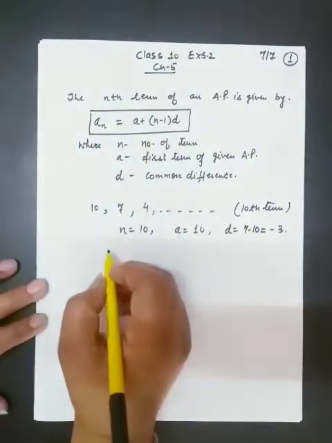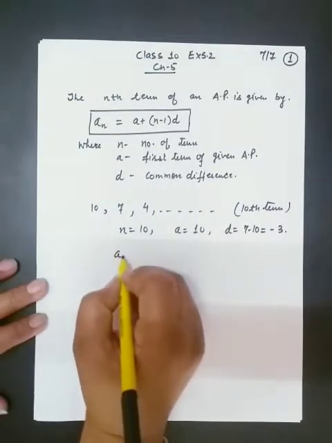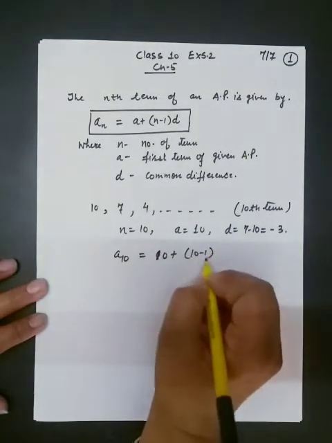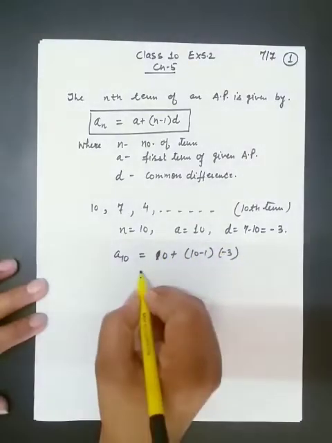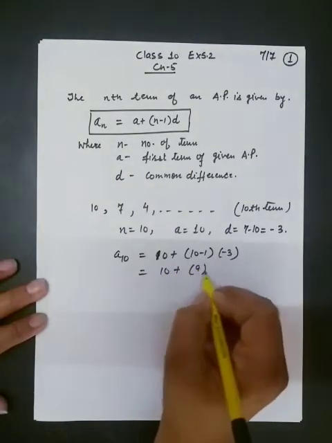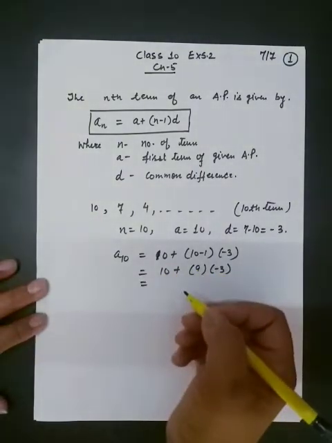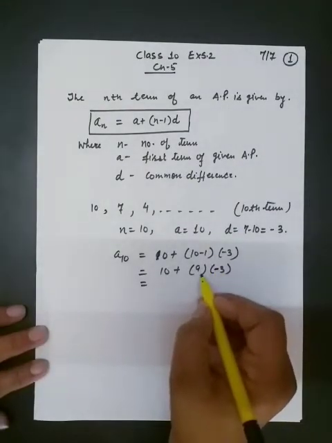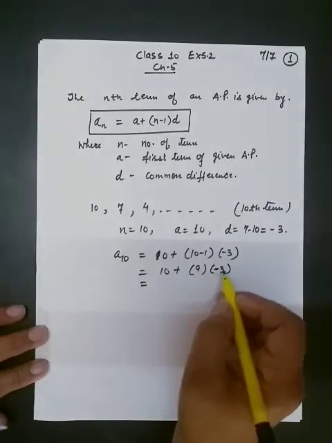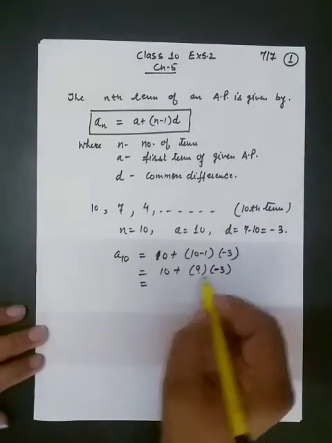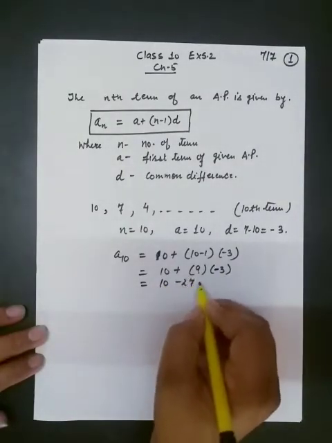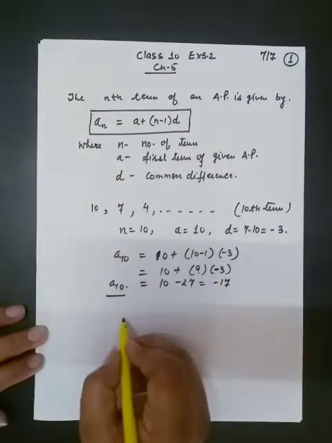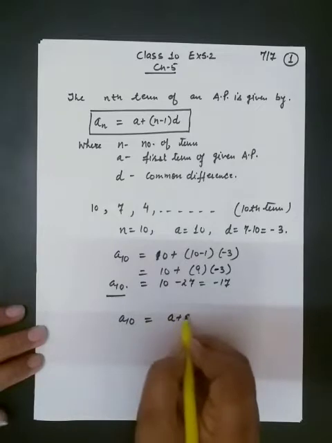So putting n is equal to 10, a10 will be a plus 10 minus 1 into d, and it will be 10 plus 9 into minus 3. Here you have to take care of signs, beta. This negative sign doesn't mean 9 minus 3. It means 9 is multiplied by minus 3. 10 minus 27 and it will be minus 17. Or you can say direct formula for 10th term is a plus 9d.